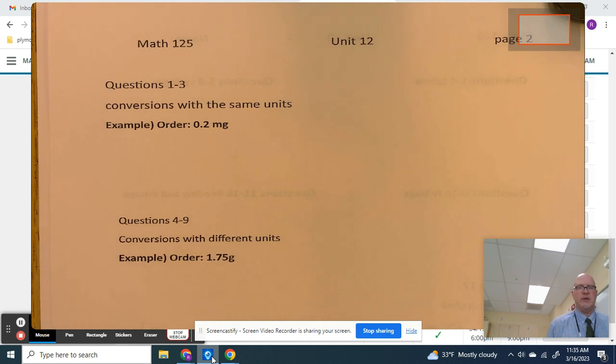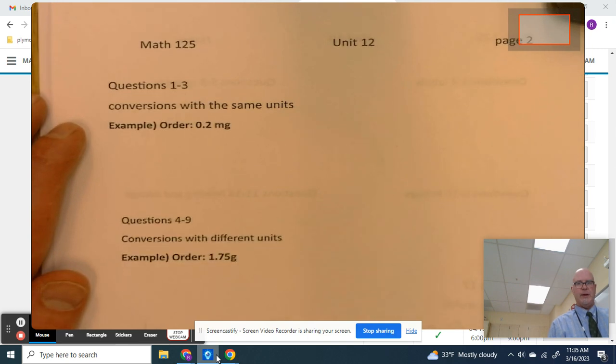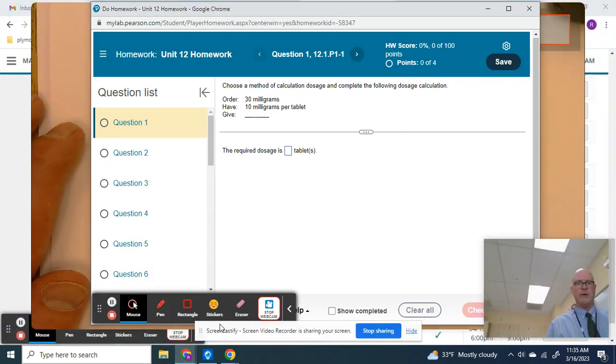We have some conversions with the same units. Those are questions 1 through 3. We have some conversions with different units. That would be questions 4 through 9. And we have a couple other pages that go along with this. So let's say that our doctor's order was 0.2 milligrams. And let's say that we had on hand, looking at questions 1 through 3.